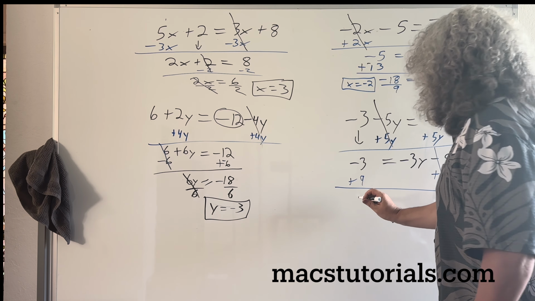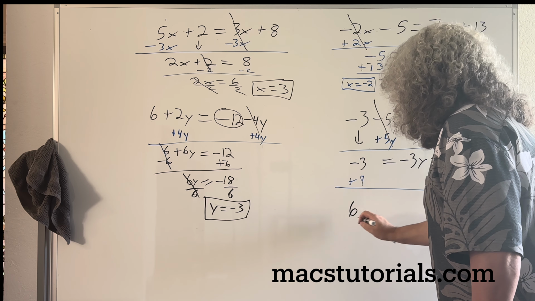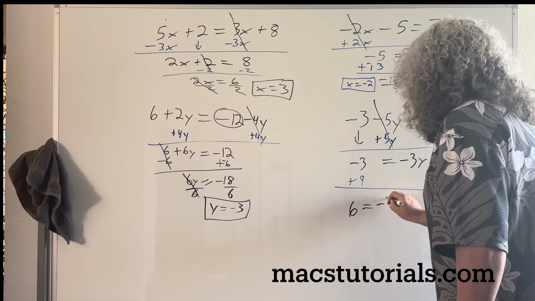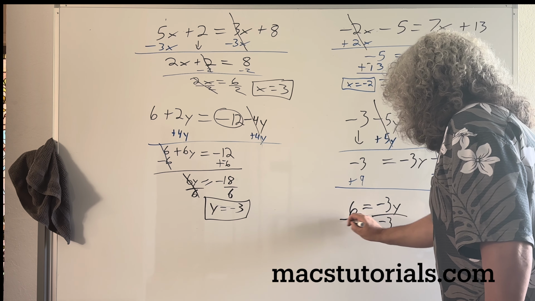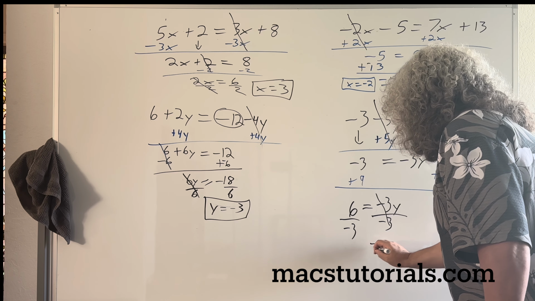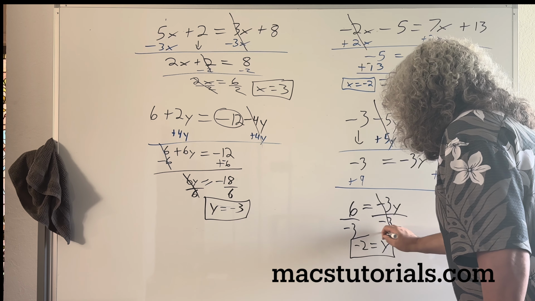I don't do well when I go down here. I better just write things high. That's going to be a plus 6 equals, they die, negative 3y. I divide each side by a negative 3. Boom, die, y equals negative 2. Boom, boom, boom, boom, boom.